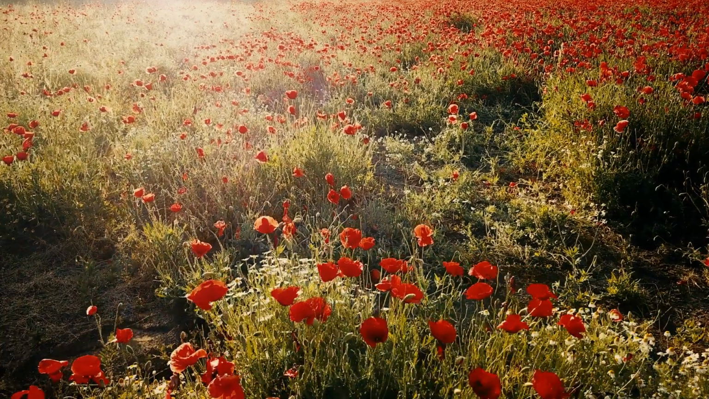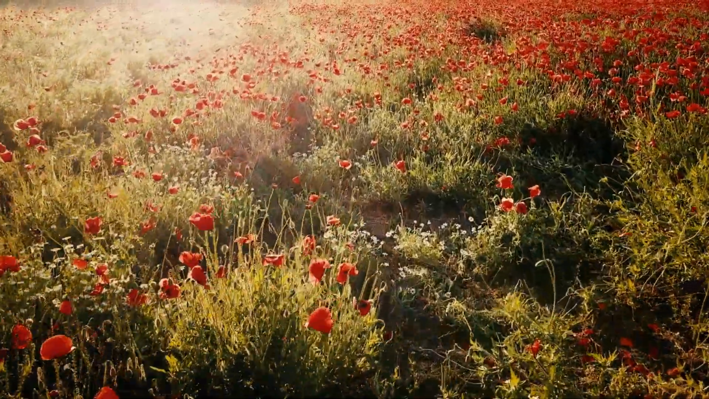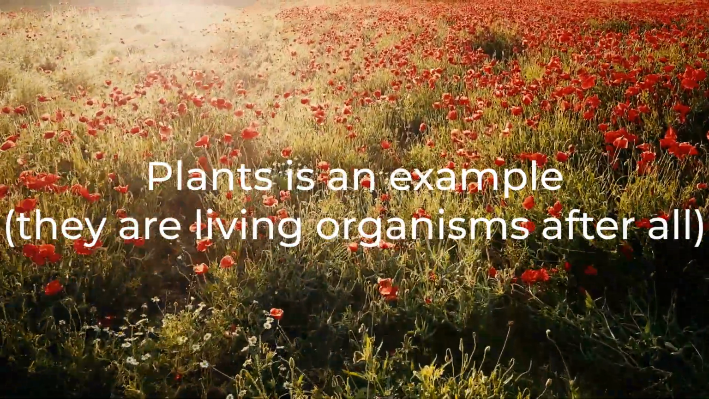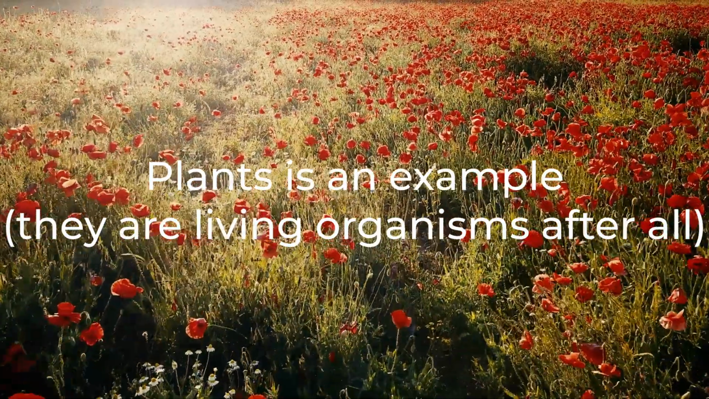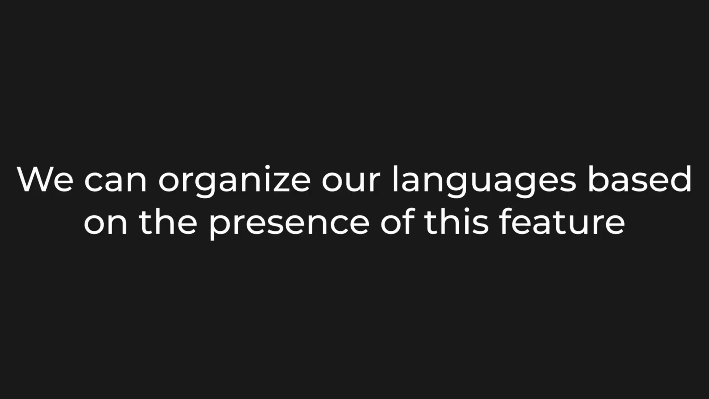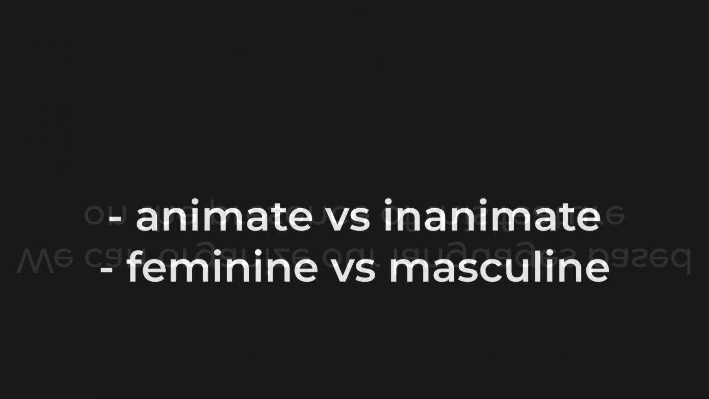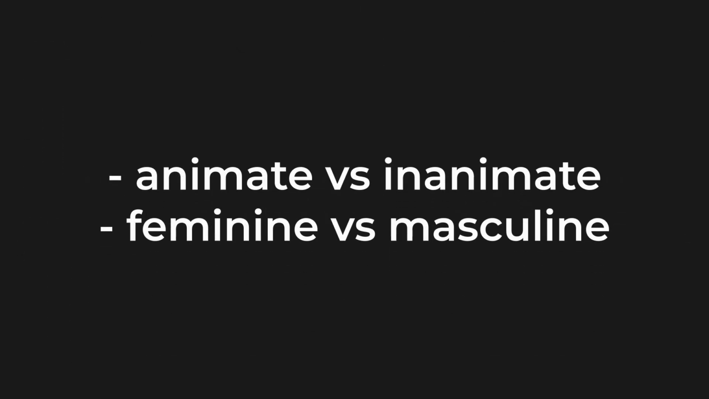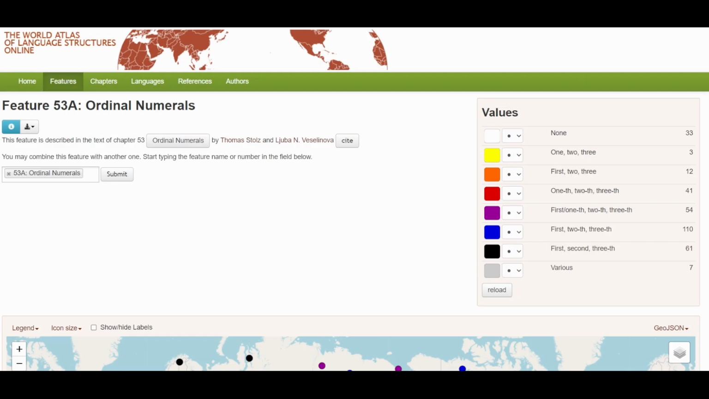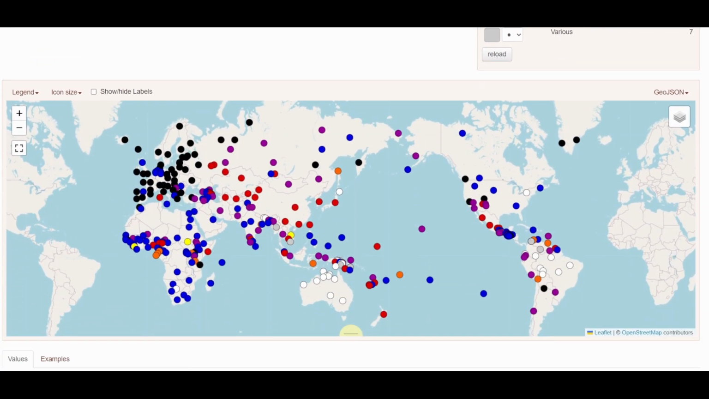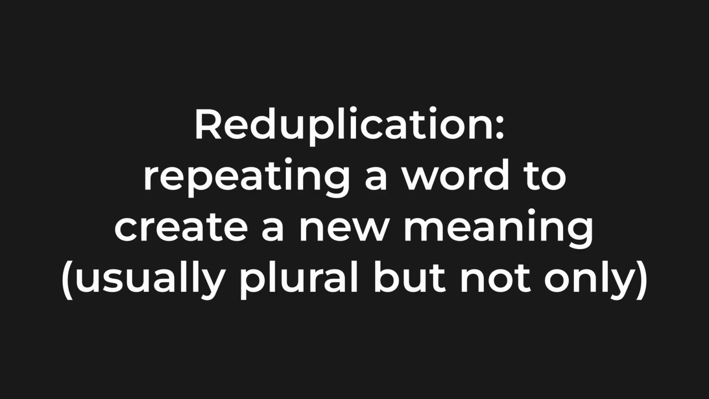What I love is that sometimes something that we may consider inanimate may end up being classified as animate in a language. So, our typology can organize languages with these categories, but we can even add more subcategories. Some languages present both an animate versus inanimate distinction, as well as a feminine versus masculine distinction. We could also organize our languages based on how ordinal numerals are formed, or if the language presents a system of reduplication, which is, if you don't know, using the same word twice to express the plural.